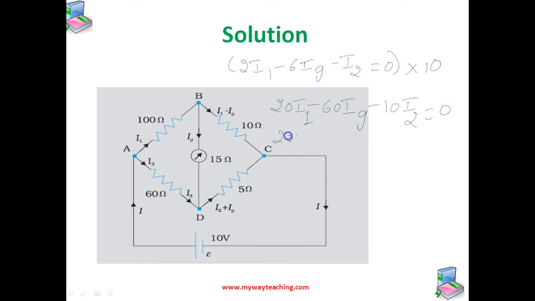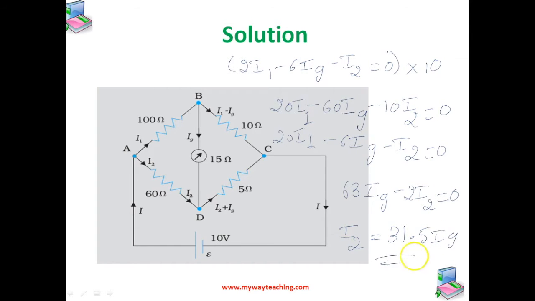that is 20I1 minus 6IG minus I2 is equal to 0. So if you simplify these two equations, we'll get the simplified equation, that is 63 IG minus 2I2 is equal to 0. So I2 is equal to 31.5 IG.